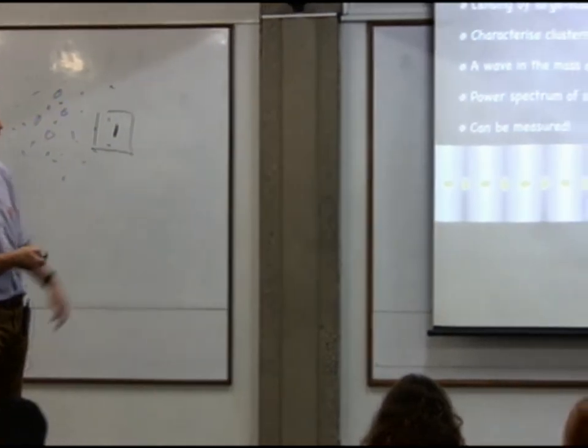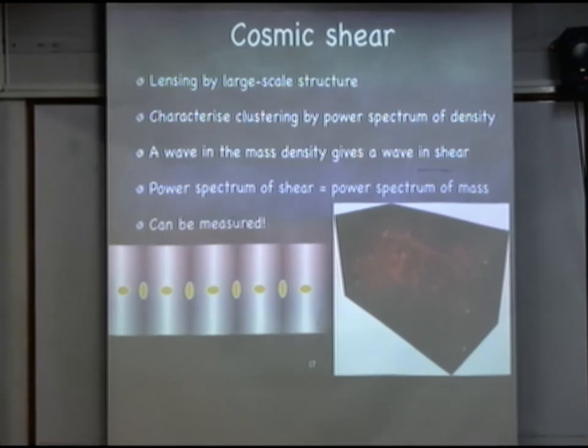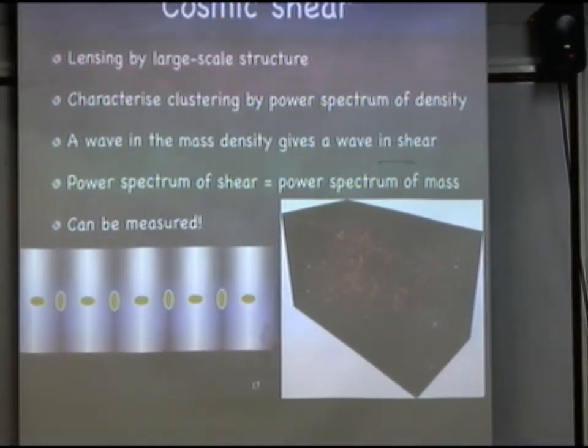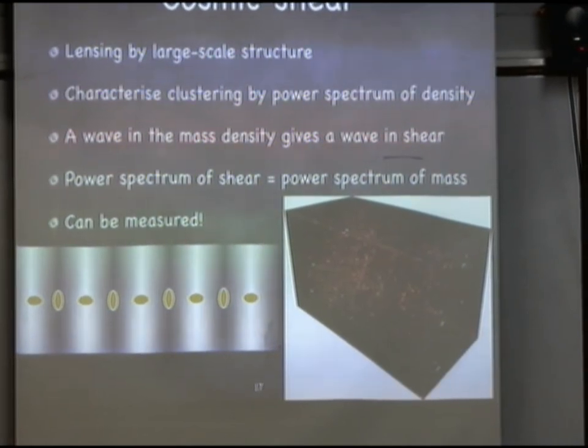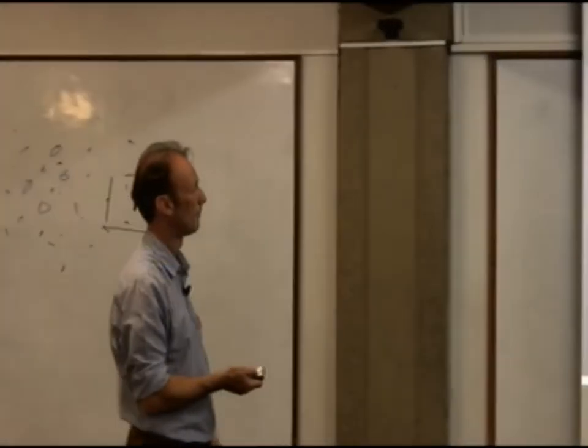So this is something that can be measured, and it's something that we're doing routinely with our large images now. And so the point is, you don't need to know where there's a cluster or a galaxy in front that you're trying to measure the mass of. You're simply trying to measure the amplitude of these modes in general.